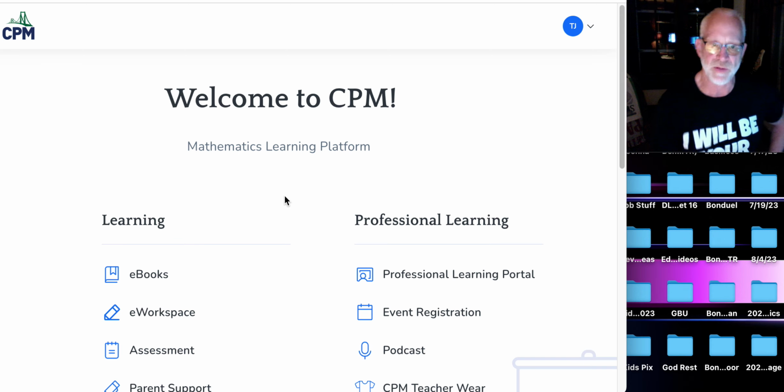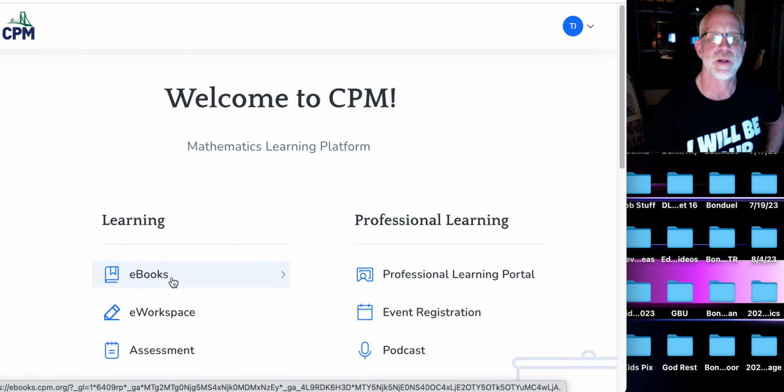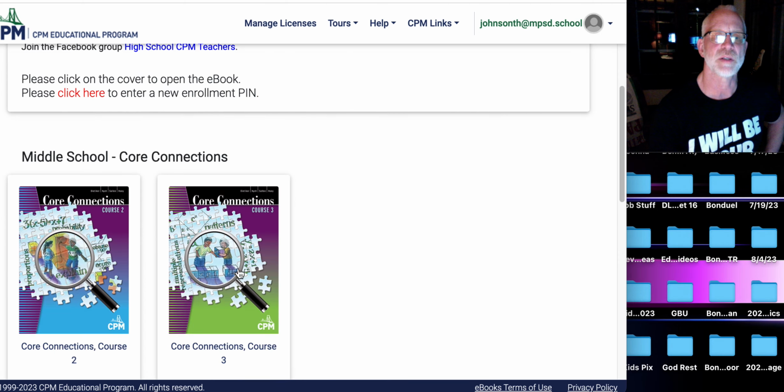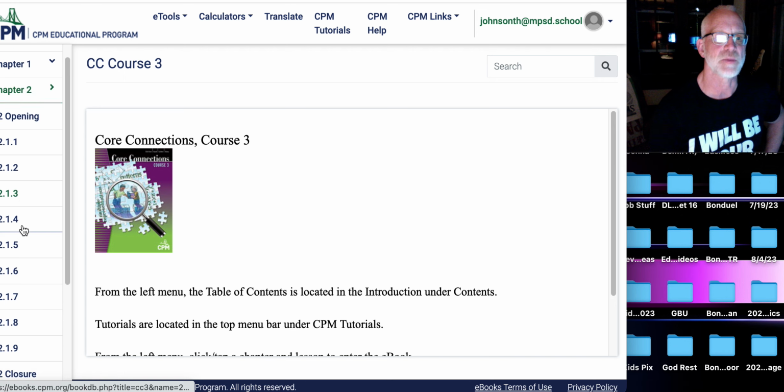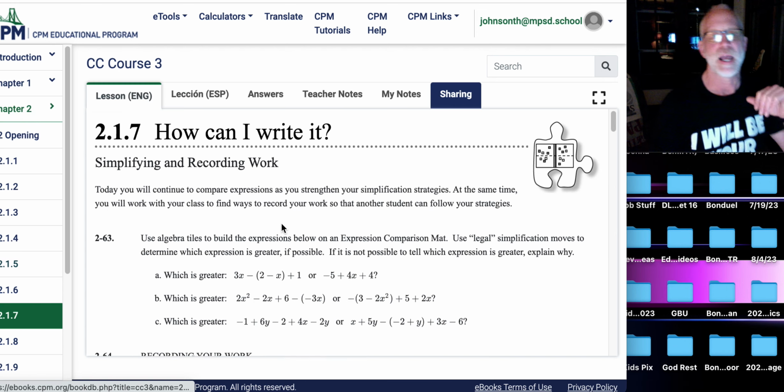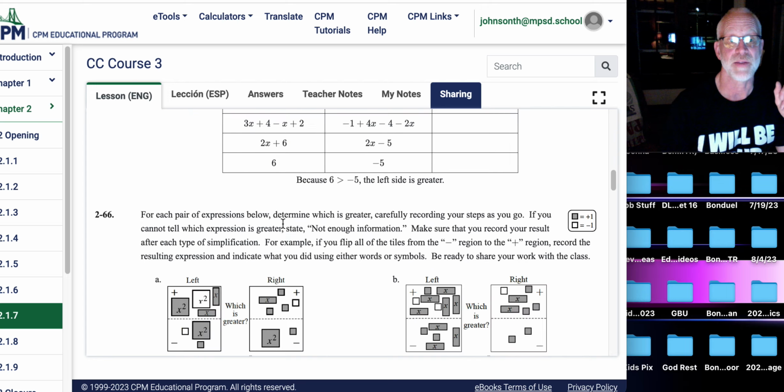So we did 271 and 276. I'm going into my ebook right here. 271, I believe, was in 2.1.7 and 276 was in 2.1.8. So I'm opening up 2.1.7 and it looked like this.